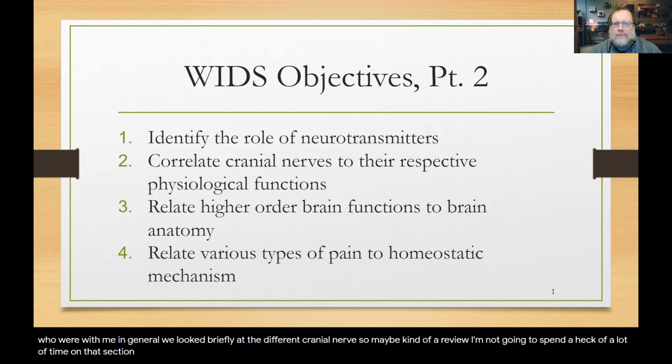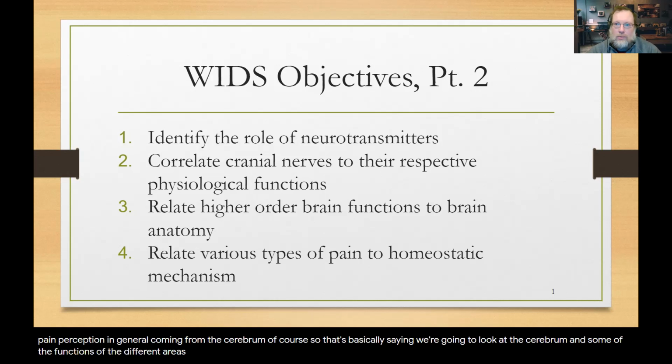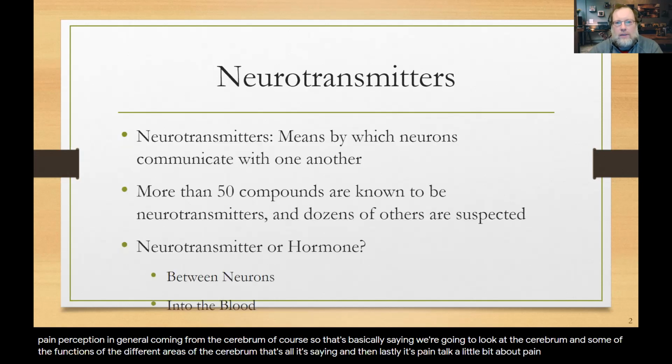And then the next one, number 3, is simply higher order brain functions. So we would think of like thought, memory, perception of pain, perception in general, coming from the cerebrum, of course. So that's basically saying we're going to look at the cerebrum and some of the functions of the different areas of the cerebrum. That's all it's saying. And then lastly is pain. We'll talk a little bit about pain. So let's get going with neurotransmitters.